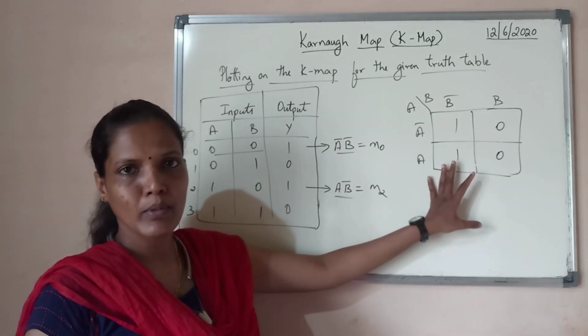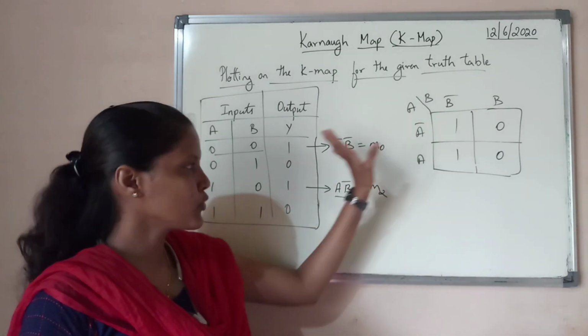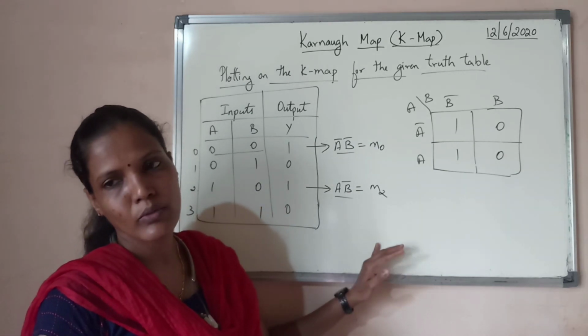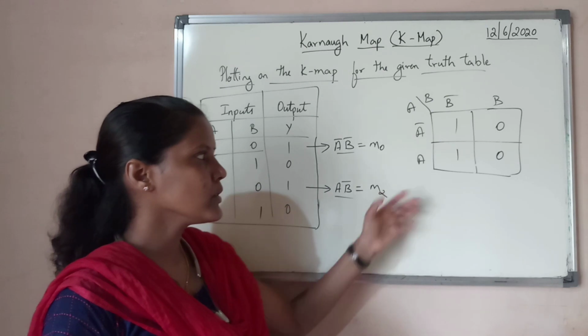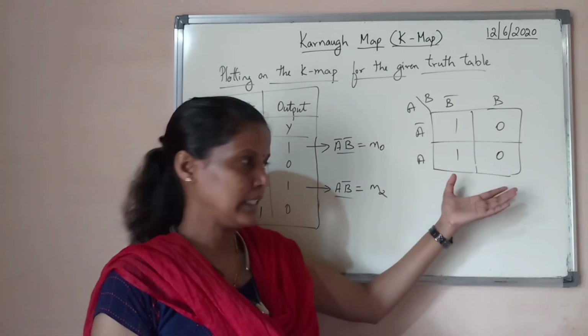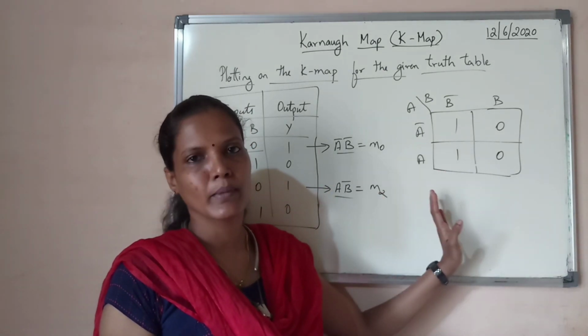So this is an example for a 2 variable truth table. Then I'm going to give you truth tables for 3 variables as well as 4 variables. I want you to plot a K-map in this particular manner and send me a picture of that.